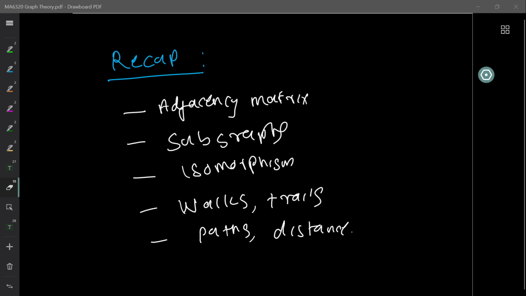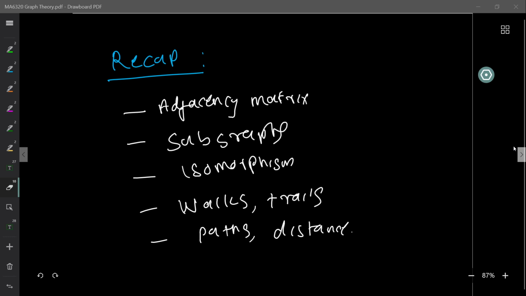We start with a recap. In the previous lecture, we discussed and defined the adjacency matrix of a graph, and then we saw what subgraphs of a graph are. Then we defined the notion of isomorphisms, walks, trails, paths, distance, etc. So these were the main topics that we covered. Now we look at what's called connectedness in graphs.